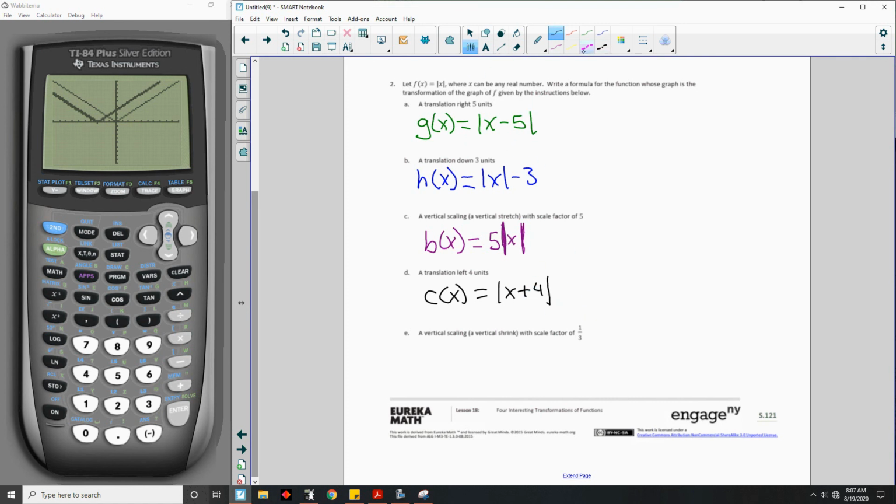All right, E. How about d of x equals a vertical scaling or shrink with a scale factor of 1/3. That's the same as a stretch. It's multiplication, but it's a number between 0 and 1, and 1/3 is between 0 and 1. So that'd be 1/3 the absolute value of x. So d of x is 1/3 the absolute value of x.